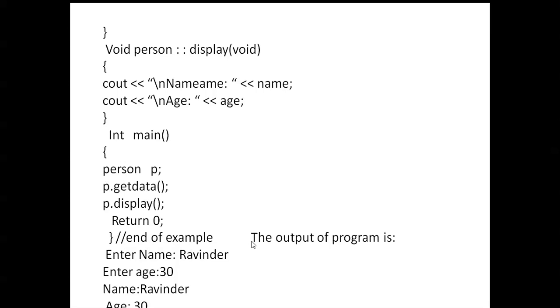Here is the end of the example. Okay, the output: enter the name, Ravinder. Next, the age is 30. That is the getting of data, getting data by using the keyboard. After getting data, it will display the name and age.